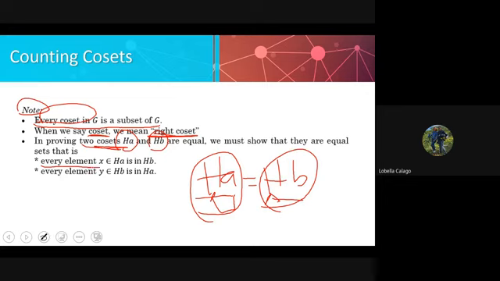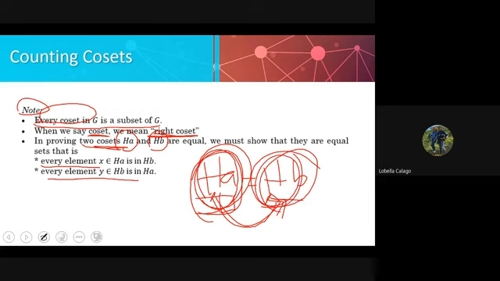Every element x which is an element of HA is in HB. Dapat na yung mga elements sa HA nasa HB. Tapos, yung every element y, element of HB, element daw nito ay nasa HA din. So, dapat ganun yun. They are all equal sets. So, all of the elements in HA must be in HB, and all of the elements in HB must be in HA, so that we can tell that these two cosets are equal.